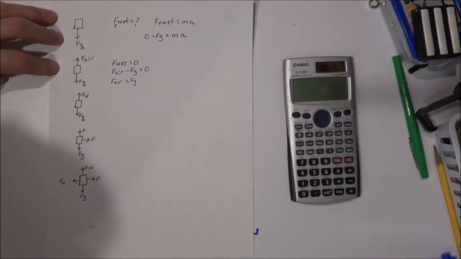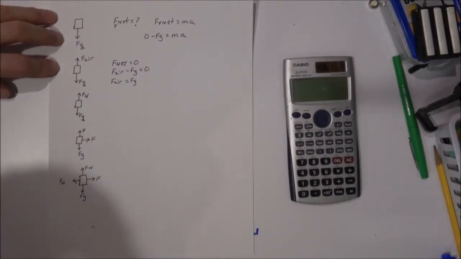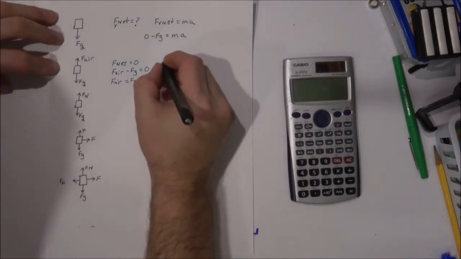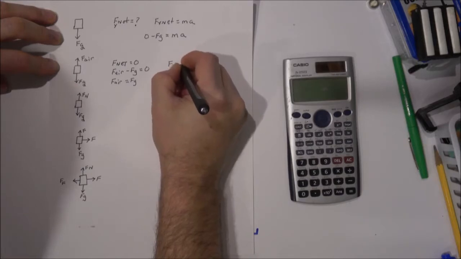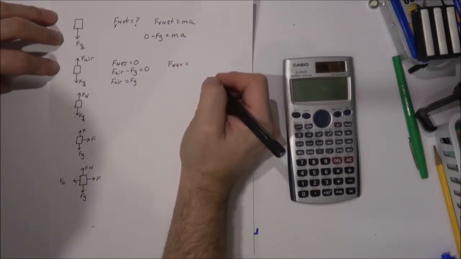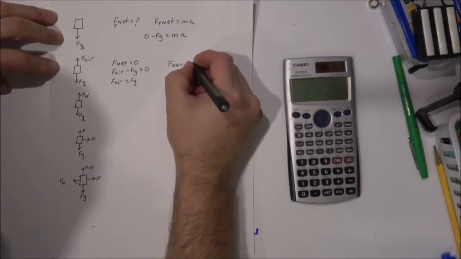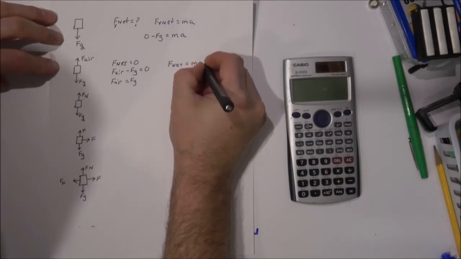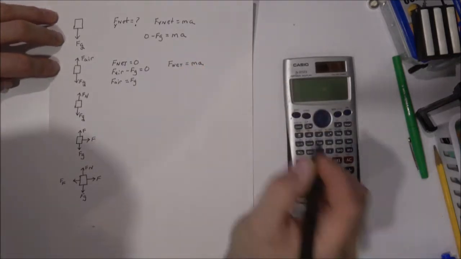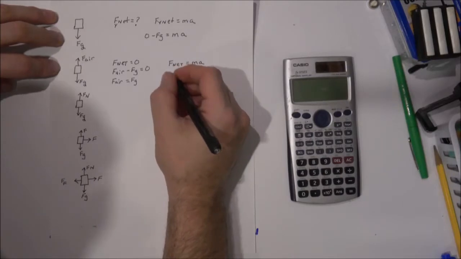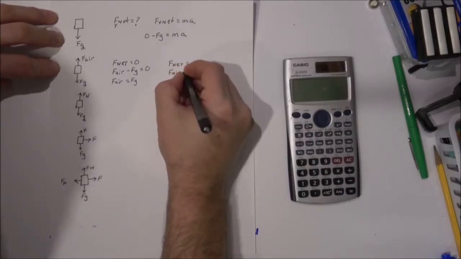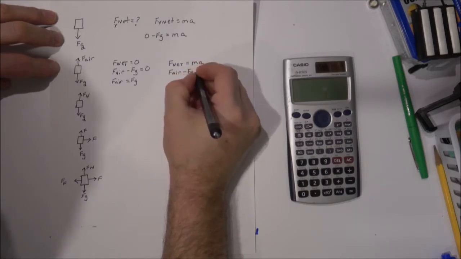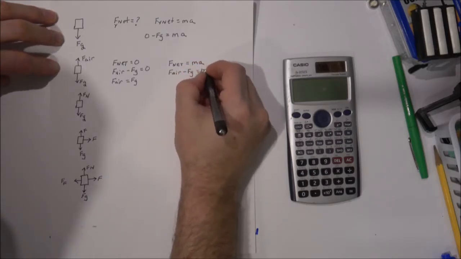So let's look at when we're not at terminal velocity, when we have something that's actually accelerating. So we would still start out with Fnet equals, but it's not at constant velocity, so we would say it's mass times acceleration. So to solve that problem, we would write F air minus force of gravity equals ma.